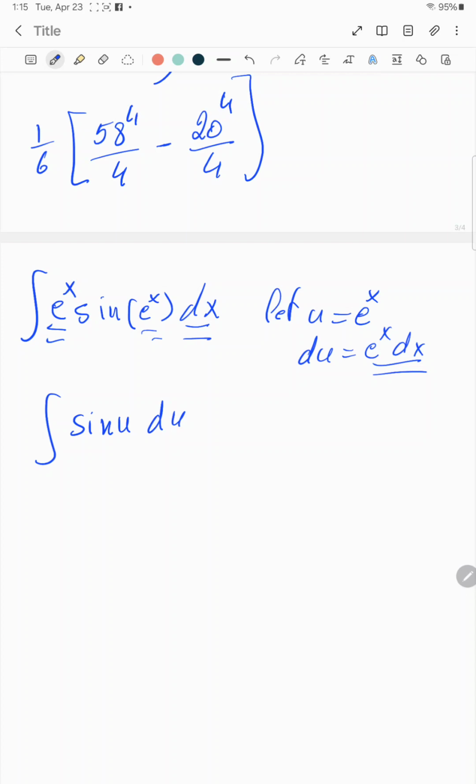And we know the derivative of cosine is minus sine, so the integral of sine is minus cosine. So this will become minus cosine u plus c, and here I replace u back to its value. It becomes minus cosine e to the power of x plus c. And that would be my answer.